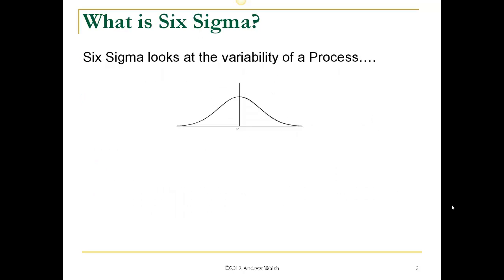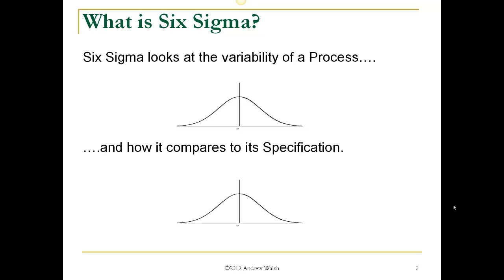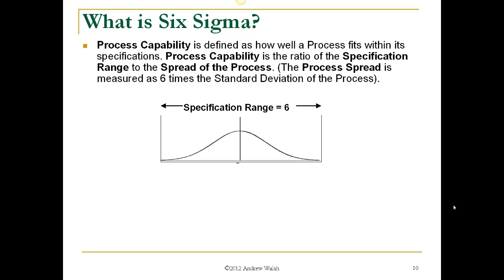Six Sigma looks at the variability of a process, and here we see a process with a target centered in the middle on the target line, and the variability shown by the tails to the left and to the right. And we compare it to its specifications. So here we see the specification range and the process within it. Process capability is defined as how well a process fits within its specifications. Process capability is the ratio of the specification range to the spread of the process. The process spread is measured as 6 times the standard deviation of the process.